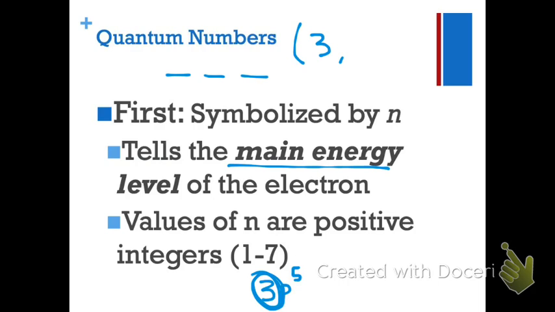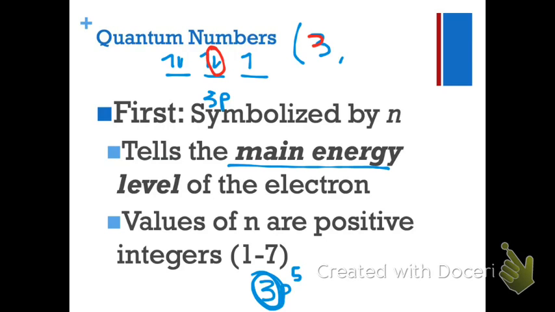So if I was going to draw it in orbital notation, 1, 2, 3, 4, 5. This is the electron I'm looking at right here. Oh. Yeah. Sorry, I didn't know it was lagging.